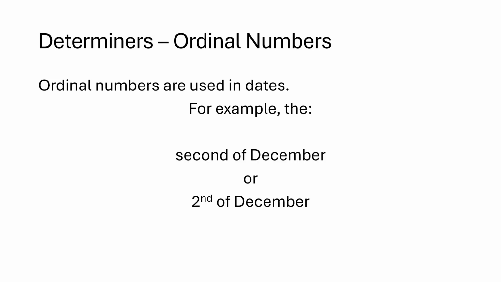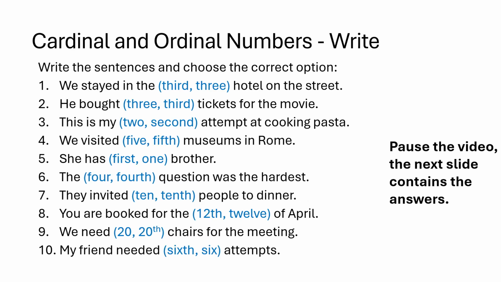Ordinal numbers are used in dates. For example, the 2nd of December, second is a word here, or 2nd of December, second is a numeral here. The month before the ordinal number is used more commonly in American English, such as December 2nd. Either format is correct.